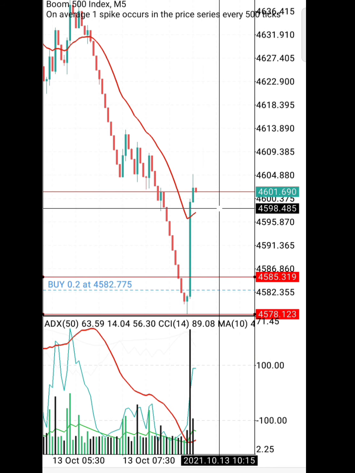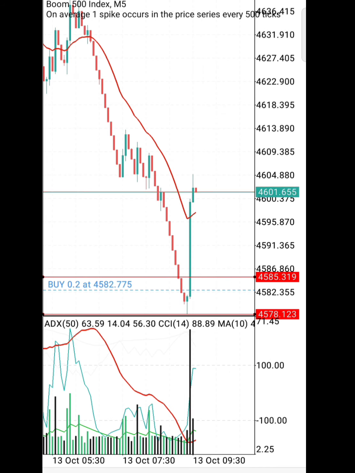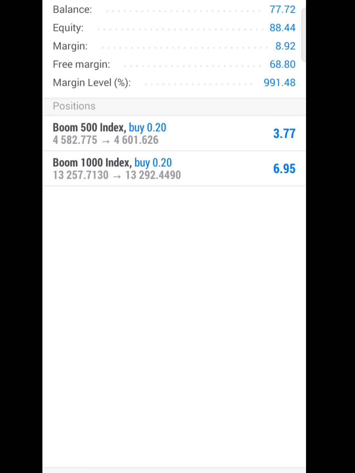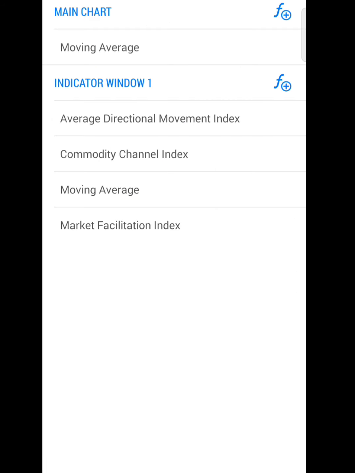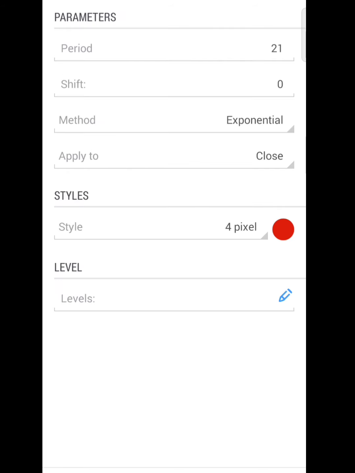So this is how I traded my Boom 500. You can see it's still on profit for the Boom 500, guys. I hope you understand this. I'll show you how to set the indicators. It's just simply 5 indicators, guys. The first is the moving average. You can check down the video on the link in the description below, how to trade crash and boom. You get the complete parameters for the strategy.